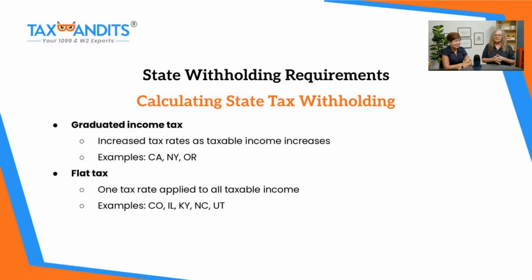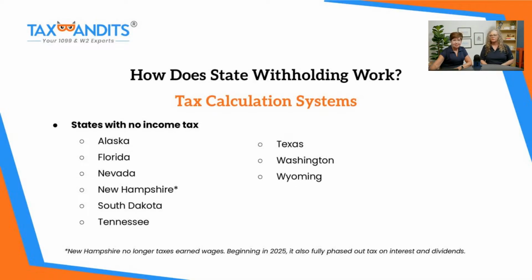Flat tax is one tax rate applied to all taxable income. Examples of this are Colorado, Illinois, Kentucky, North Carolina, and Utah. And then we do have some states that don't have income tax at all, and they're listed here on the screen. So if you live in one of these states, you're lucky. You don't have to worry about state withholding.